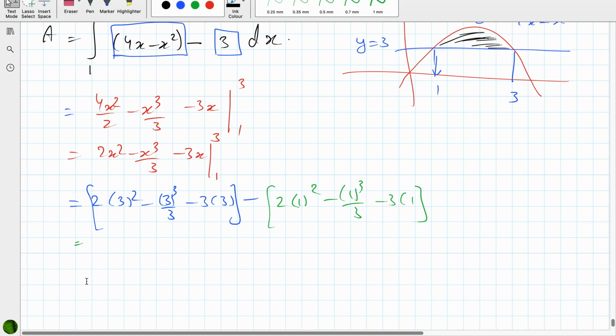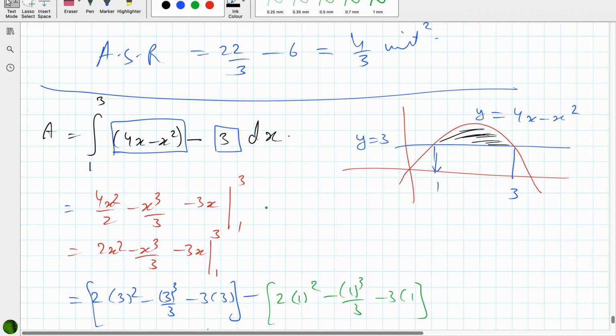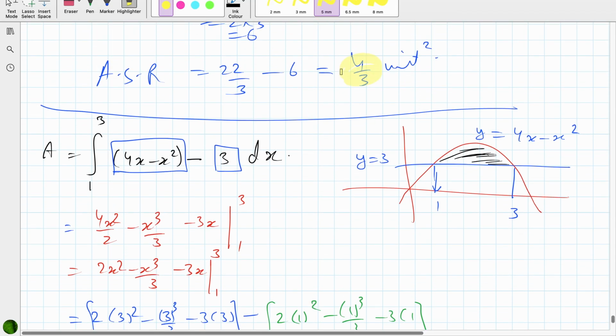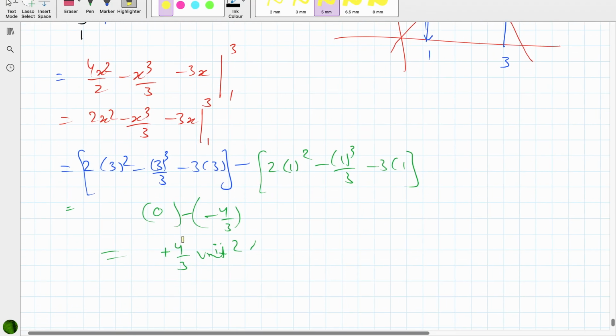this is 2 into 3 square minus 3 cube, which is 27 by 3, 9, minus 9 again, this is actually 0, minus 2 minus 1 divided by 3 minus 3, which is minus 4 by 3. So this is plus 4 by 3 unit square. So no matter how you do it, your answer is always the same: 4 by 3 and 4 by 3. Getting it?